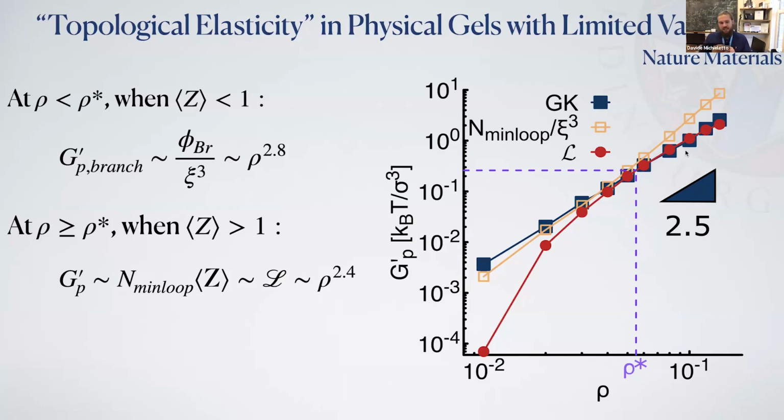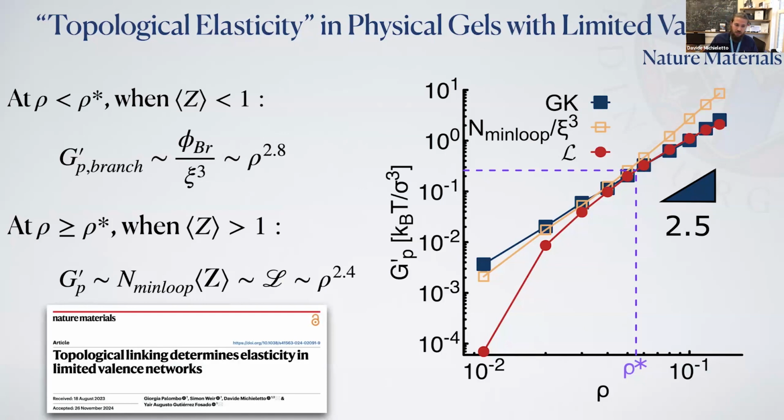But this characteristic is that you can form these loops, and these loops are linked, and we think that it's facilitated by this limited valence network, and the linking between the minimum loops is dominating the elasticity of the network at large concentrations. And so this was actually very recently published in Nature Materials, just at the end of last year. Well, actually, it came out in print just last month.